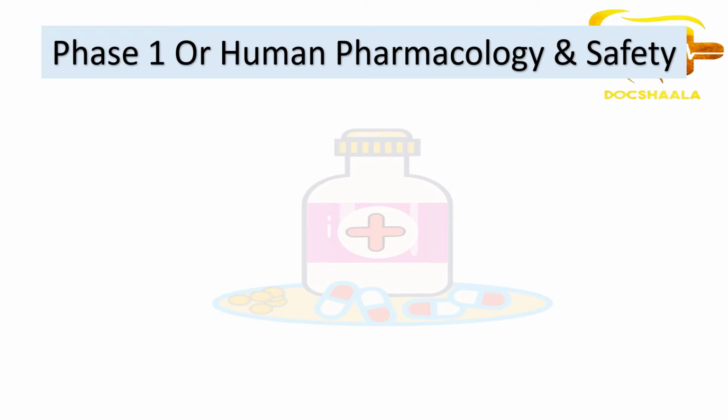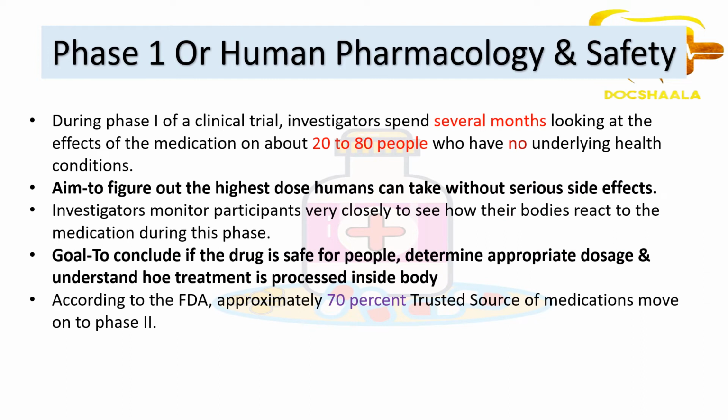Phase 1, or human pharmacology and safety. In this phase, investigators spend several months looking at the effects of the medication on about 20 to 80 people. They take a very small group of people, less than 100, who have no underlying health conditions. So they are absolutely normal, with no health conditions. They spend several months giving a small dosage of medicine to these people and examining the effects.